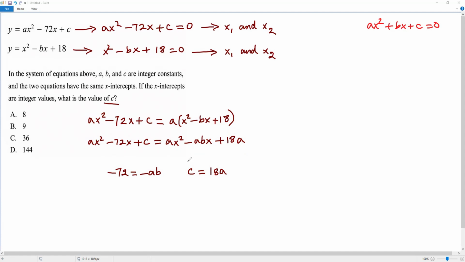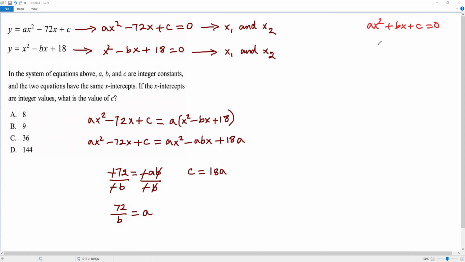Our aim is to get the value of c. Here almost we got the value of c, but in the value of c, there is an unknown constant a. So now my aim is to get the value of a. Once I get the value of a, it can be multiplied by 18 to get the value of the constant c. Here in this equation we have a. Let's solve for a in this equation. For that we have to divide both sides by negative b. Here this negative will cancel out, b will cancel out. Here this negative will cancel out. We get 72 over b equals to a.